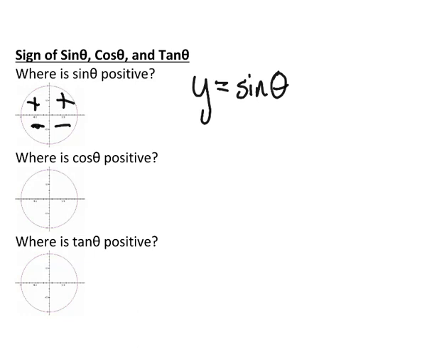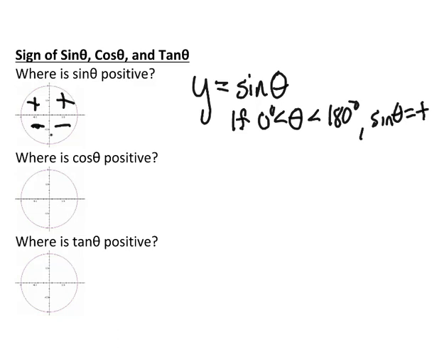So any angle in those top two quadrants, anything between 0 and 180 degrees, will have a positive sine of theta. If it's between 180 and 360 degrees, sine of theta will be negative. That pattern will continue if you go around twice, greater than 360 degrees, or with negatives as well. Any angle in the top two quadrants will have a positive sine value, and any angle in the bottom two quadrants will have a negative sine value.